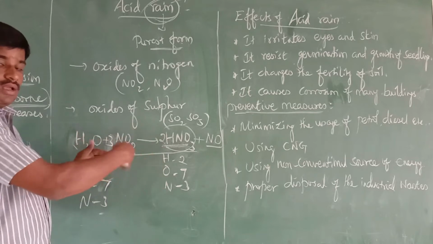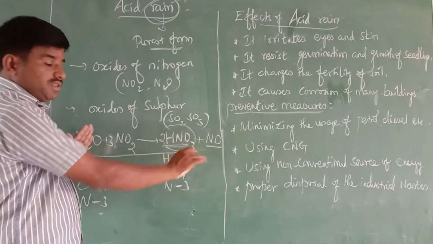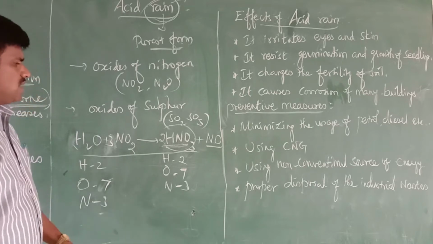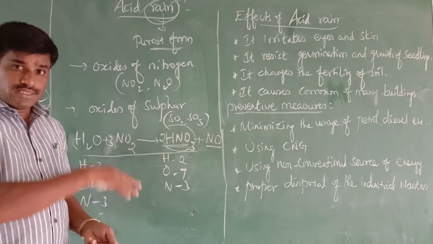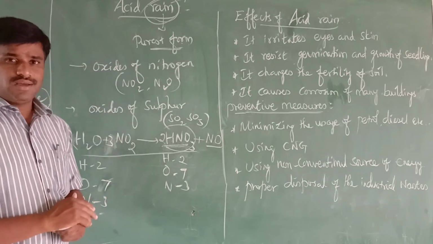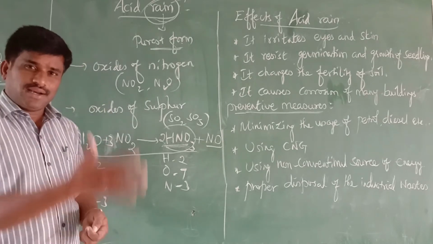Now you should understand and check whether the reactant side is balanced with the product side or not. Yes, like this, the amount of acid in the rain is increasing, the acidity is increasing. Now the rain becomes acidic, so it is called acid rain.